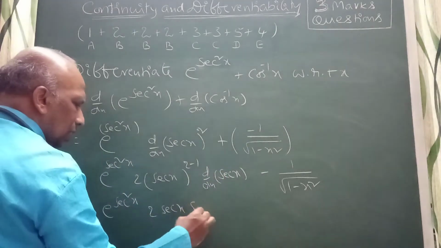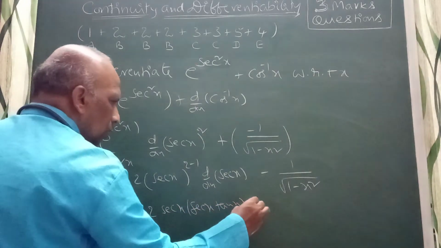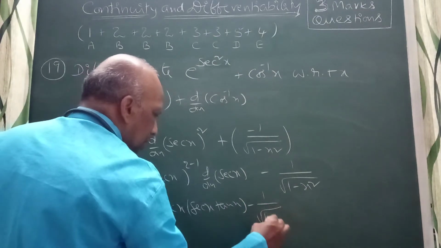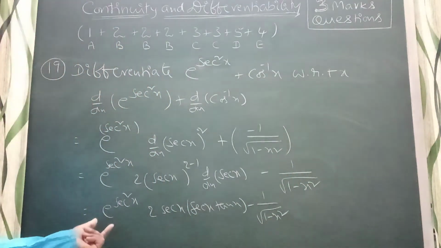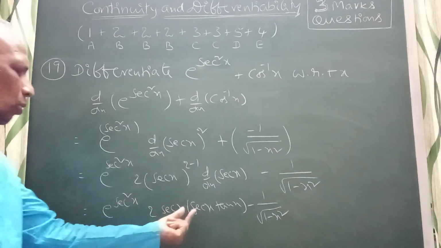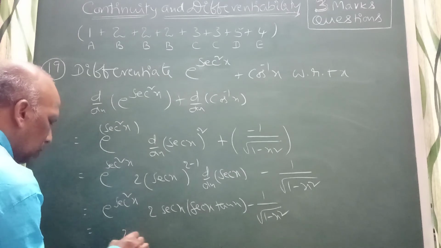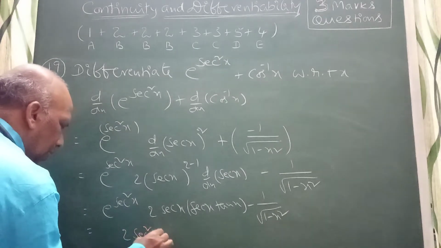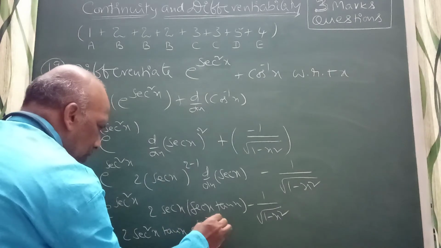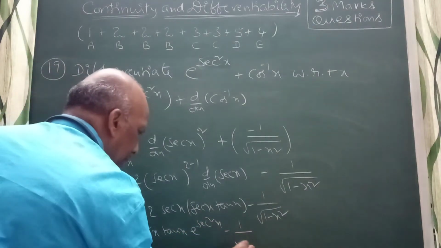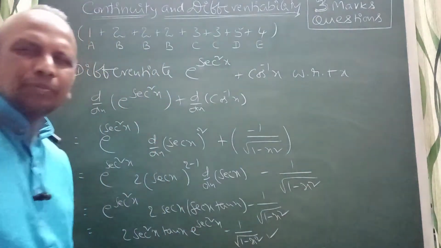Derivative of secant x is secant x tan x, minus 1 by root of 1 minus x square. You can stop here. Still, if you want one more step, you can write this as 2 secant square x tan x. I can conclude that it is 2 secant square x tan x e to the power of secant square x minus 1 by root of 1 minus x square.